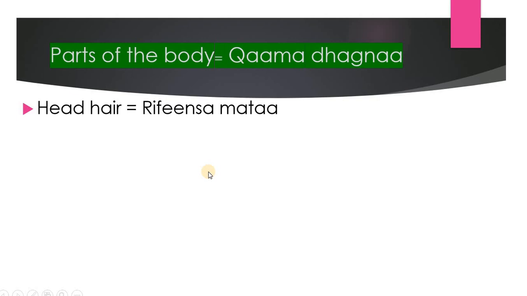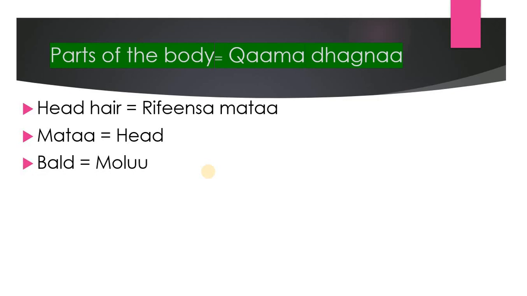Head, hair. So that is the hair on the head. So Rifensa mata. Mata means head. Rifensa mata. Mata, as I said, it is head. Head, the whole head. Okay. Bald is called molu. Molu. Forehead alone is called adda. Adda.